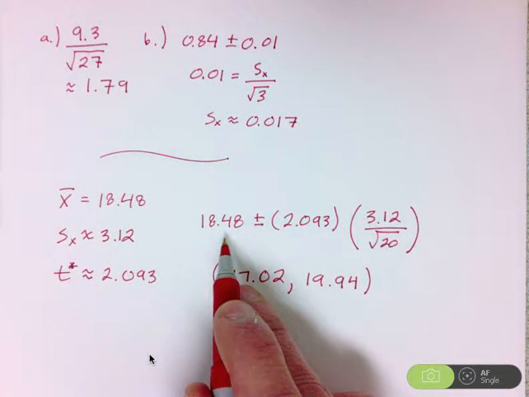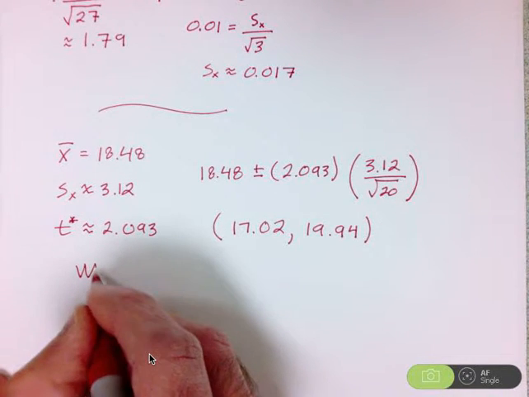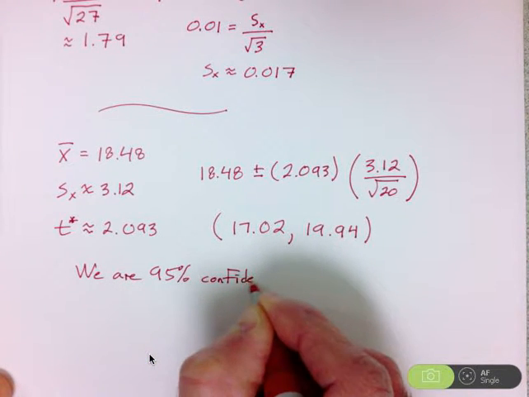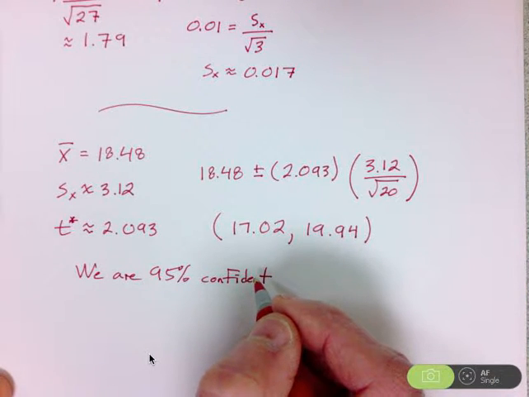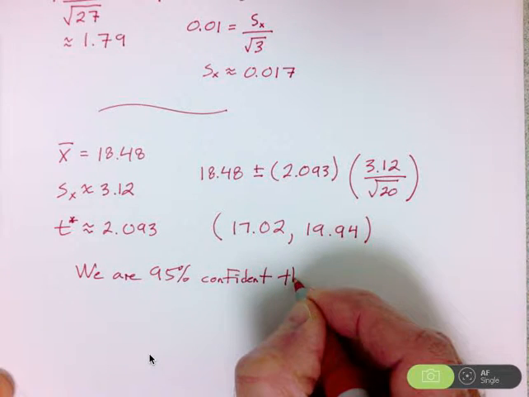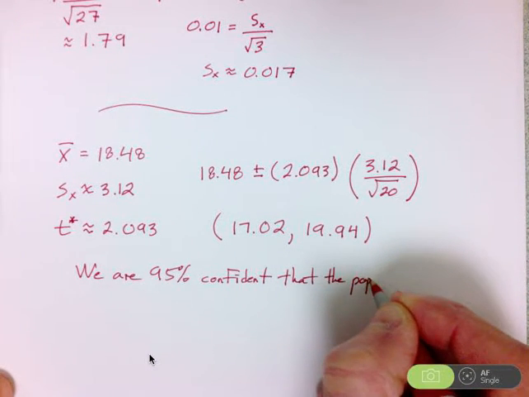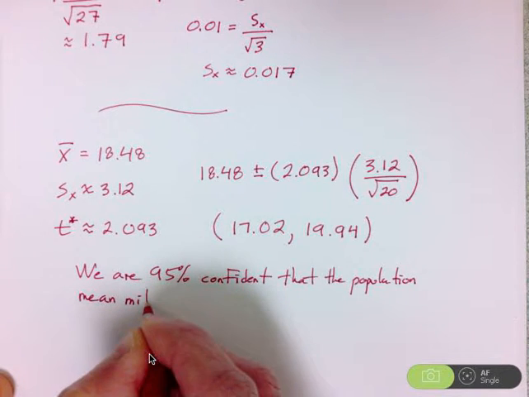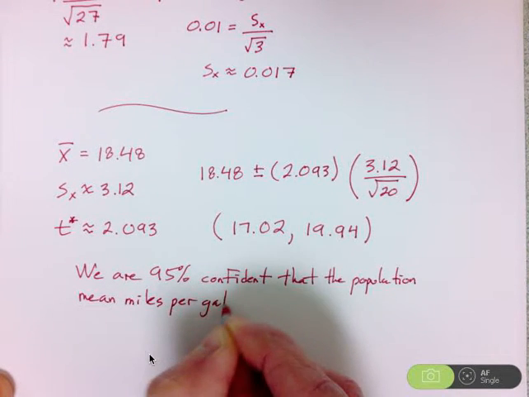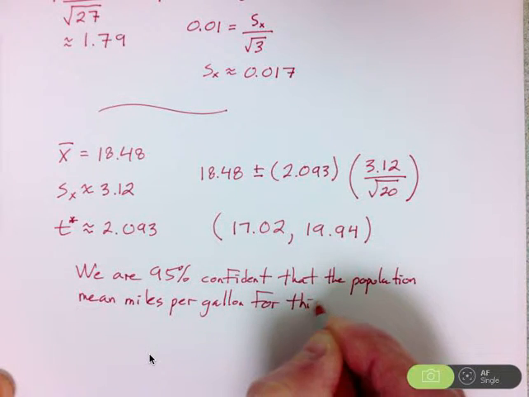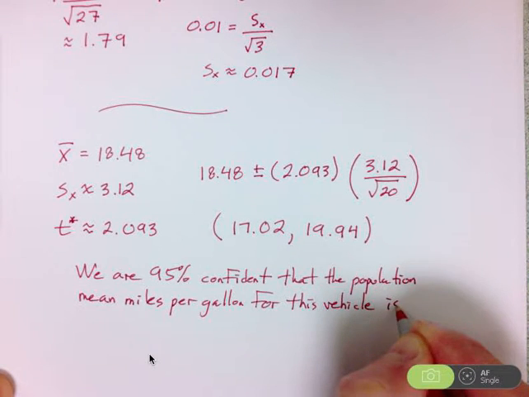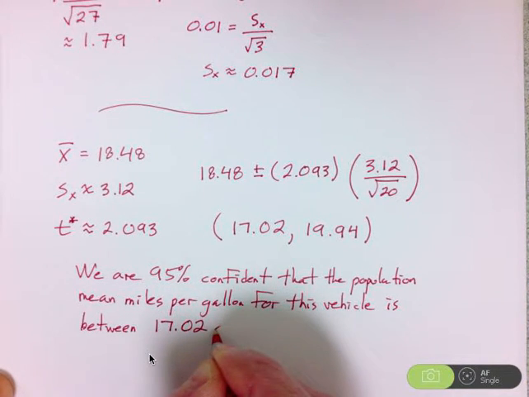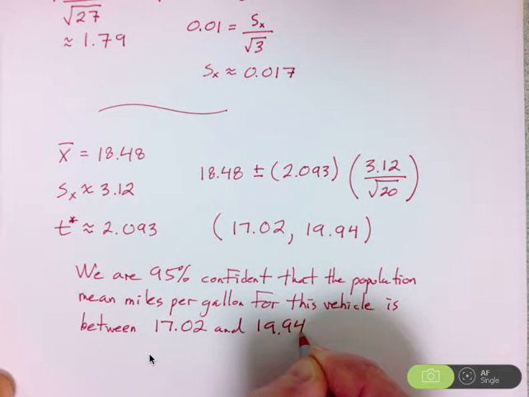Now I want to interpret the confidence interval. So we can be, or we are 95% confident, there's the level, that the population mean miles per gallon for this vehicle, mean mileage, or miles per gallon, for this vehicle is between 17.02 and 19.94 miles per gallon.